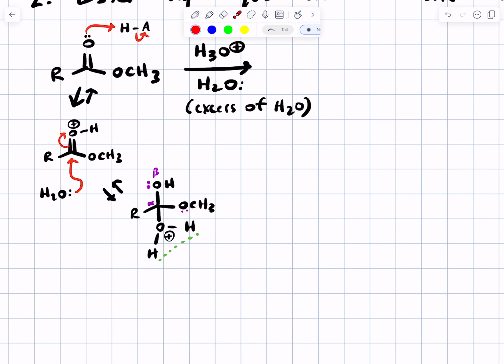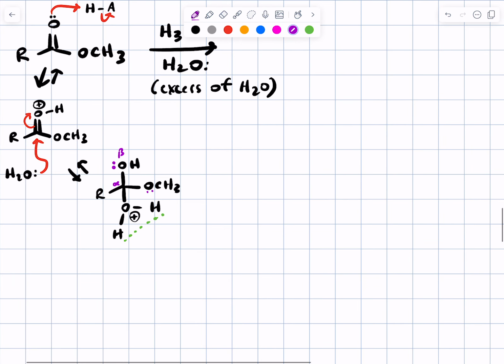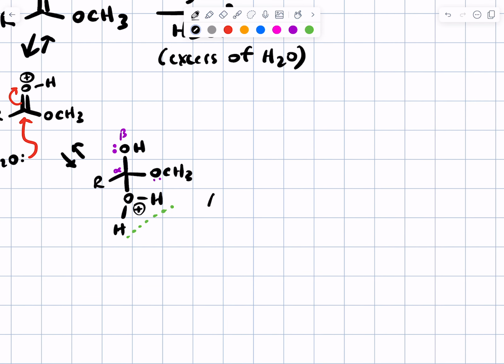If we want something else to happen, we're going to need to use our acid catalyst to trade around who's the good leaving group. So let's start by stopping water from being a good leaving group. We'll use the conjugate base of our acid to deprotonate that. That will get us to a tetrahedral intermediate that looks like this. It's going to have 2 OH groups on it and 1 OR group.